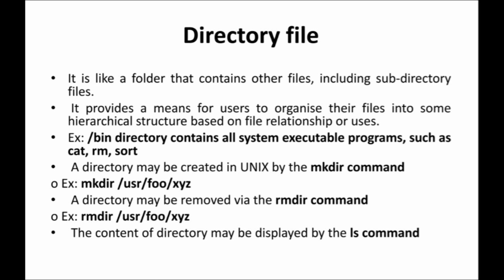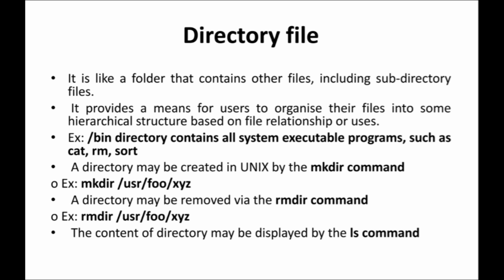Next, directory file. It is like a folder. A directory file is nothing but a folder that contains other files. You can group the files into a folder, and that folder is nothing but a directory file. A directory contains different types of files, and a directory contains subdirectories also. Hope you understand. So a directory file can also contain subdirectory files, right?